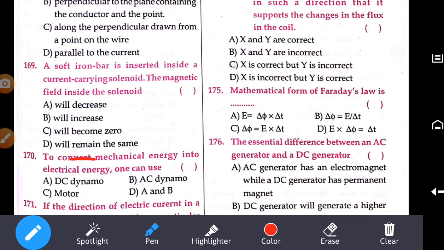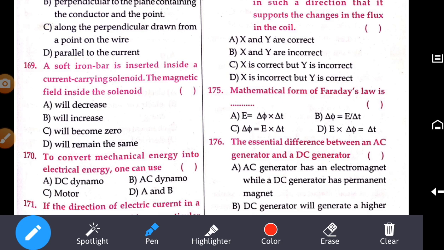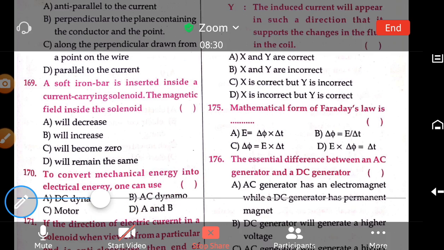To convert mechanical energy to electrical energy, you are producing electrical energy, so it should be a generator. Dynamo and generator are the same, so it can be a DC generator or an AC generator, both A and B. Option D is our answer.